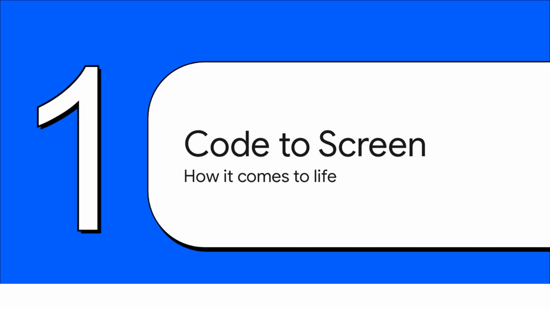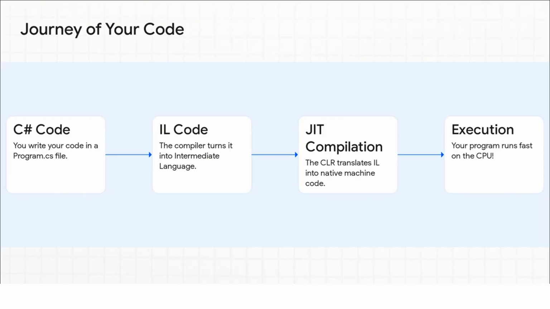Okay, so you've got this text file with a bunch of code in it. But how in the world does that become a real working program on your screen? Let's take a quick look at that journey. It happens in a few key steps. First, of course, you write your C# code. Then, a special program called a compiler translates it into something called intermediate language, or IL.